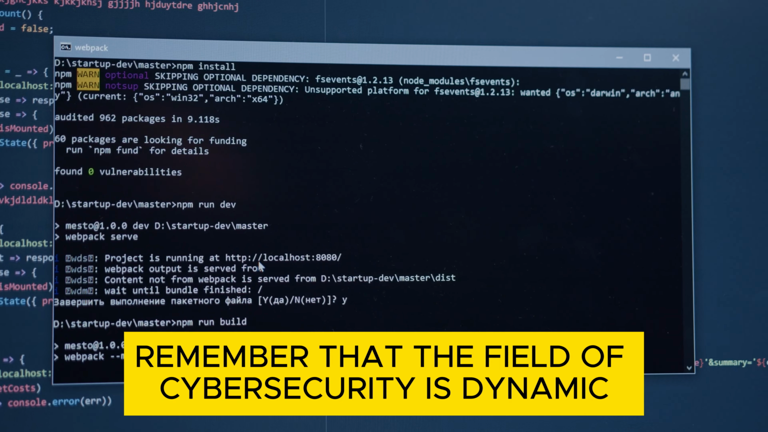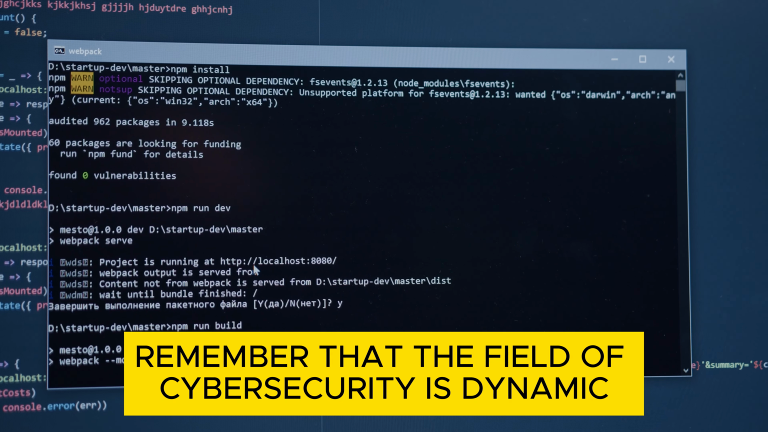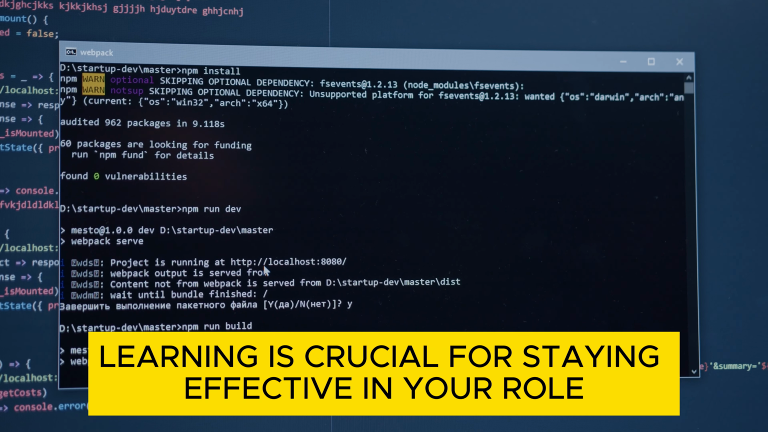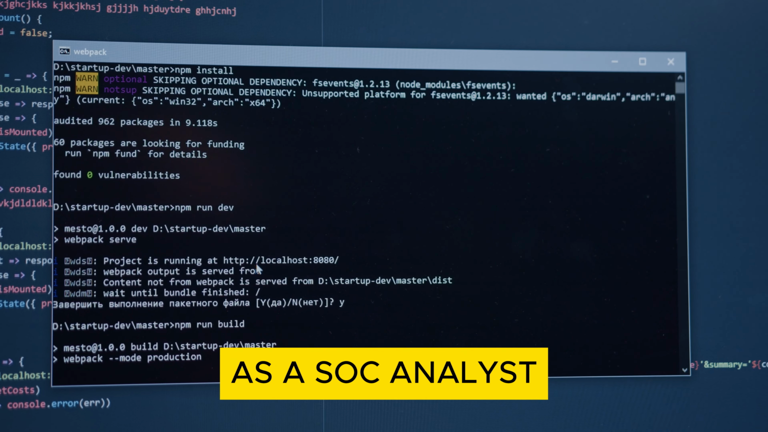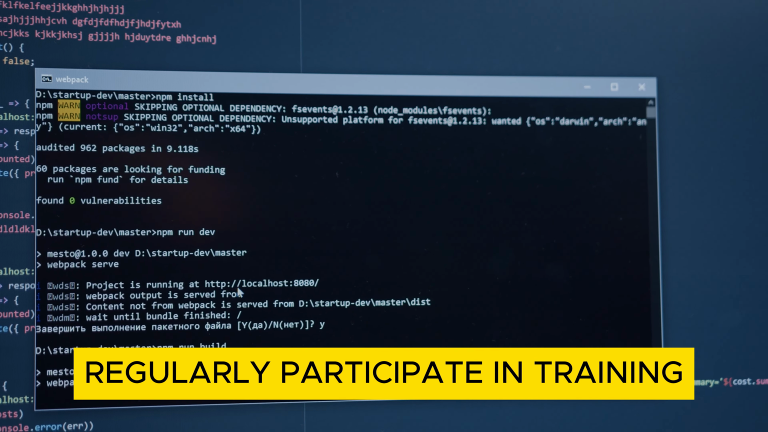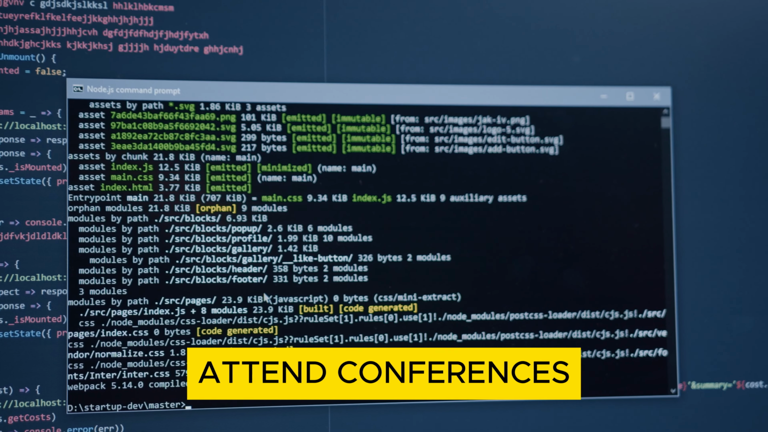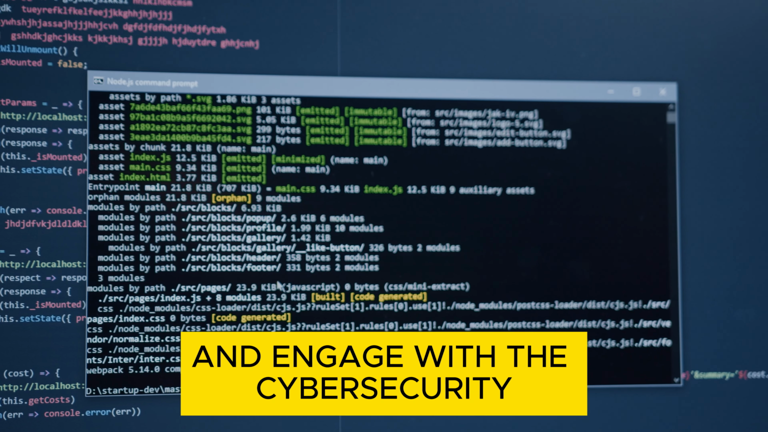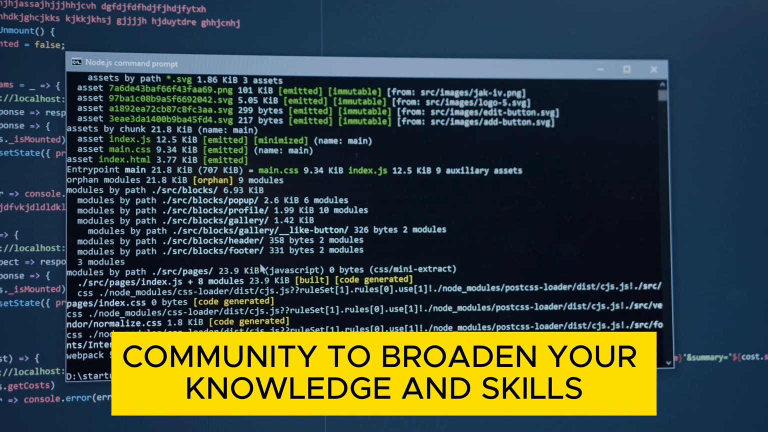Remember that the field of cybersecurity is dynamic, and ongoing learning is crucial for staying effective in your role as a SOC analyst. Regularly participate in training, attend conferences, and engage with the cybersecurity community to broaden your knowledge and skills.